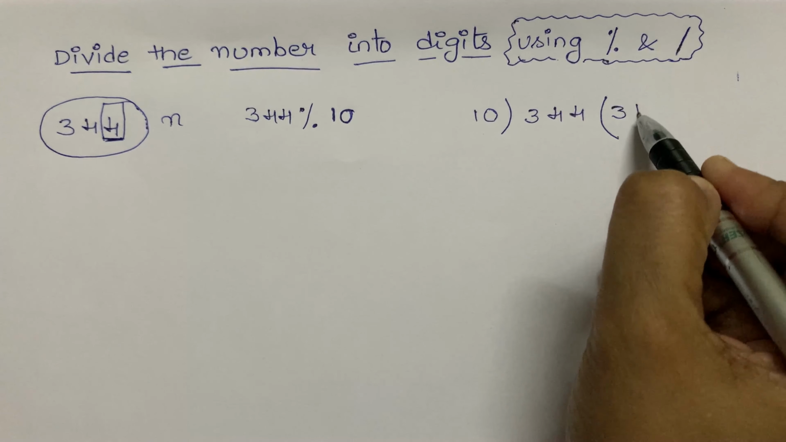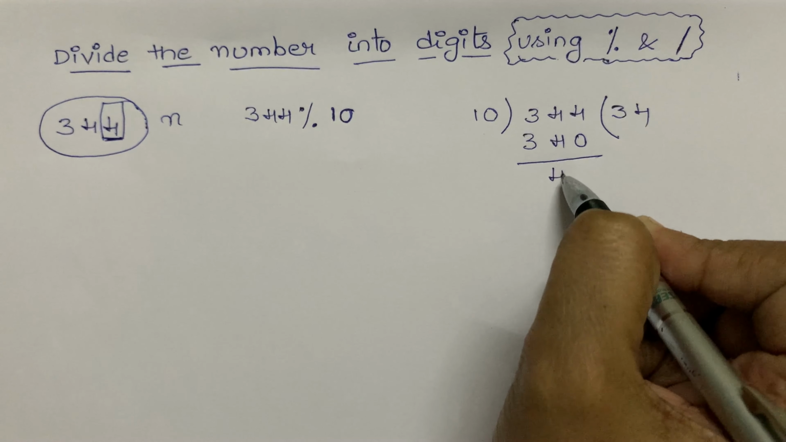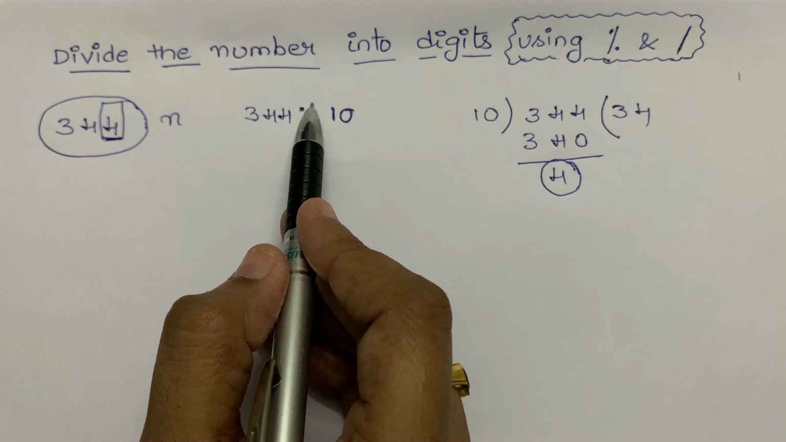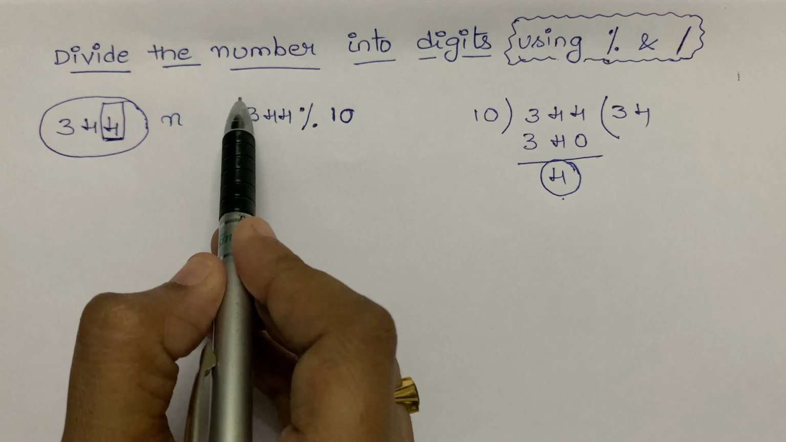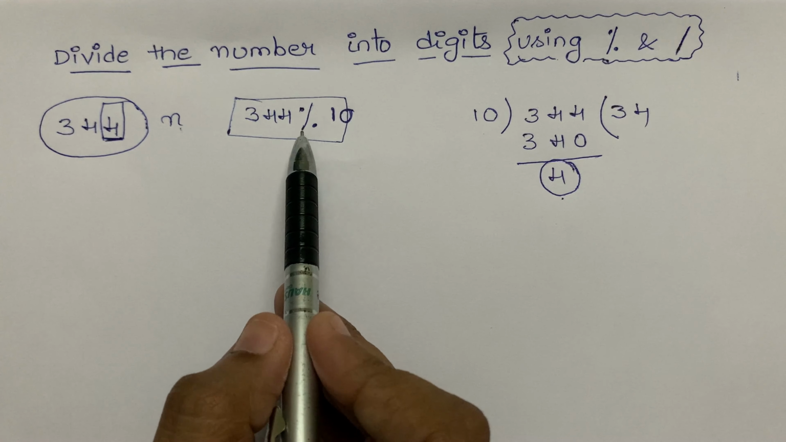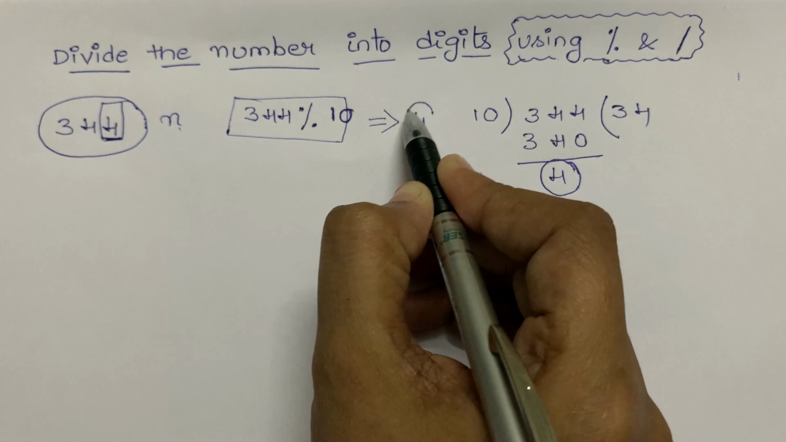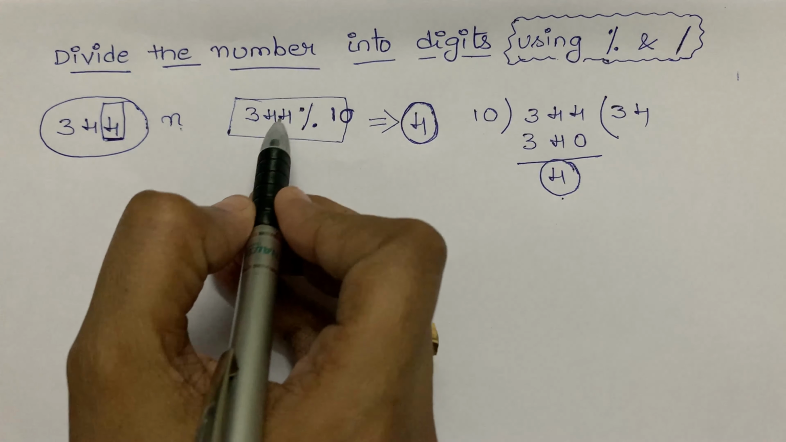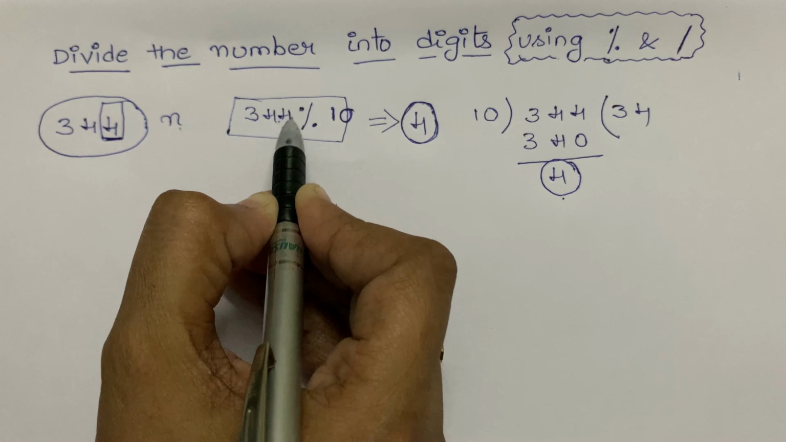10 34s are 340. The remainder will be 4. So if we are using the modulus operator, the remainder will be the result. If we perform the given number modulus 10, the output will be the remainder. That means the ones place digit value. So we have completed retrieving the last digit.